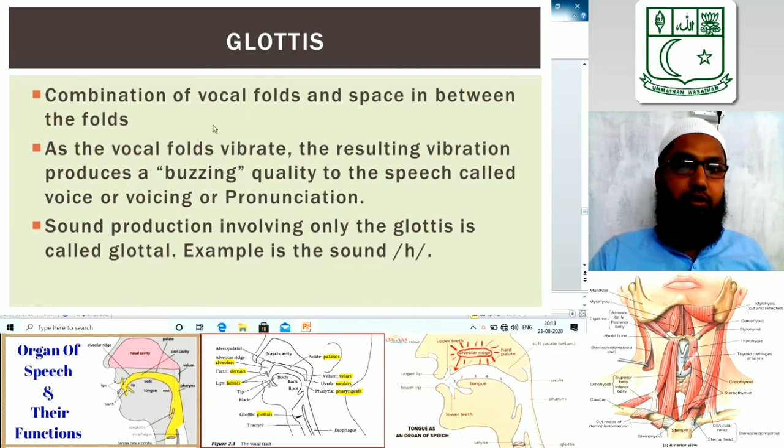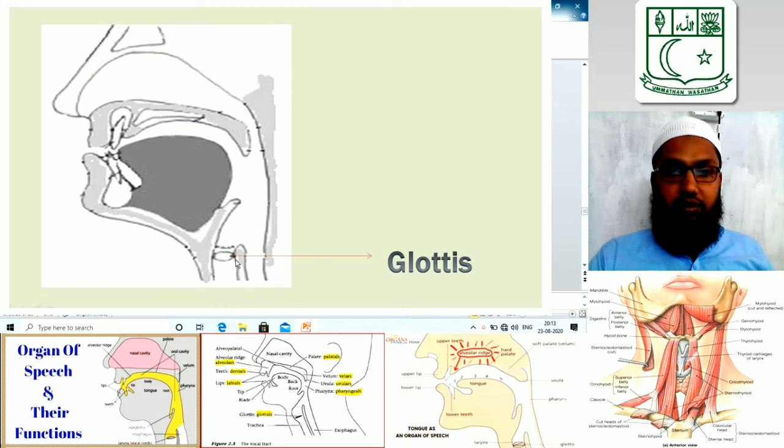Then coming to the glottis. Already we have seen the structure of the glottis, the combination of vocal folds and the space between the folds. As the vocal folds vibrate, the resulting vibration produces a buzzing quality to the speech called voice or voicing. Sound production involving only the glottis is called glottal, for example the sound ha. This is the glottis.